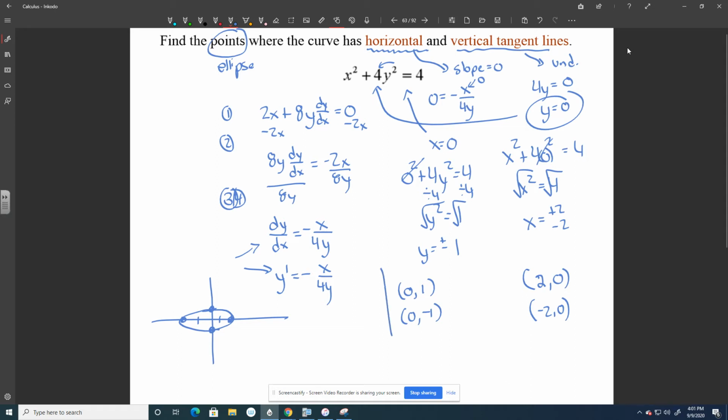So those are the 4 points that we would be interested in. These are my horizontal, and these are my vertical. And if you look at the picture, there's your horizontal tangent lines, and there's your vertical tangent lines. So that makes sense. Okay, moving on.